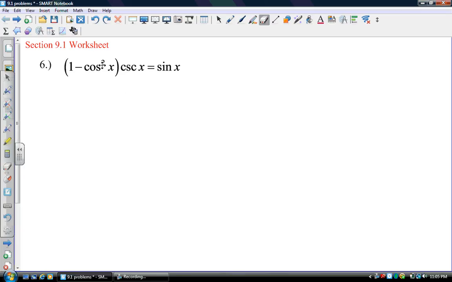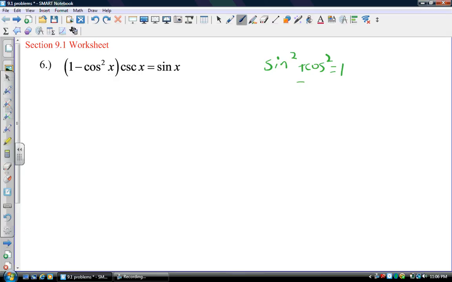I mentioned this in class. When you see ones and something squared flying around, start thinking Pythagorean possibly. Remember the base Pythagorean identity, the parent one, is sine squared plus cosine squared equals 1. Well, can I somehow manipulate that to where I have 1 minus cosine squared on one side? Well, it turns out I can.